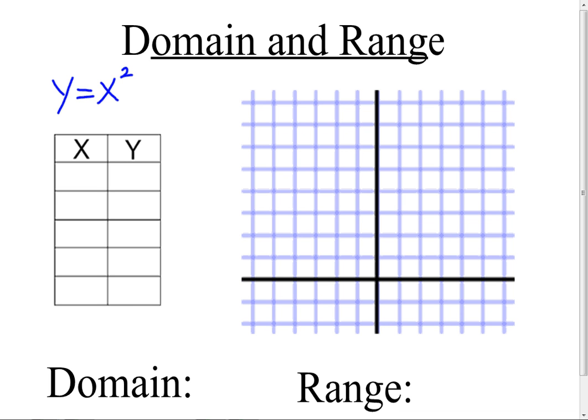Okay, let's look at y equals x squared. What's the easiest value we can put into this? What's the easiest input? 1. Mariah doesn't like 0, right? What's 1 squared? No, 1 squared. 1 times 1.